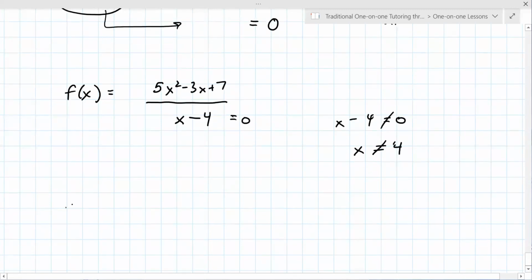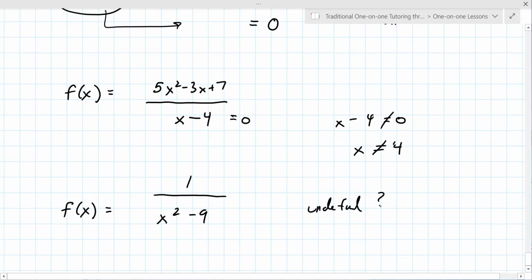Now, in the spirit of some other problems we're doing, let's say it was 1 over x squared minus 9. And I ask you, where is this undefined? What would you tell me? I would say it can't equal 3. Is that the only number that it cannot be? It can't be -3 either. Very good.